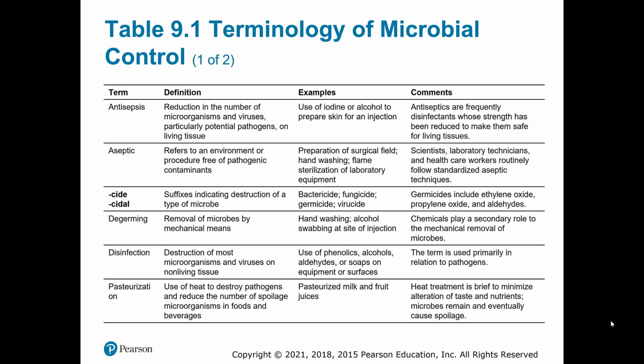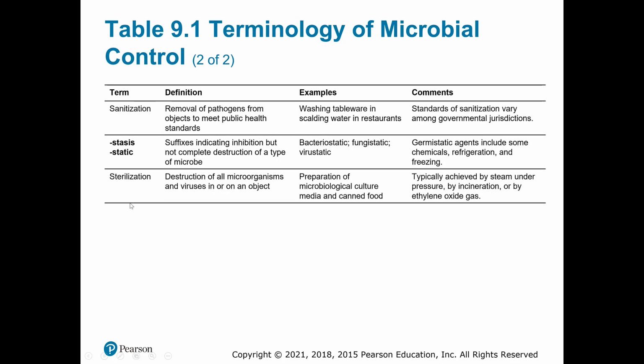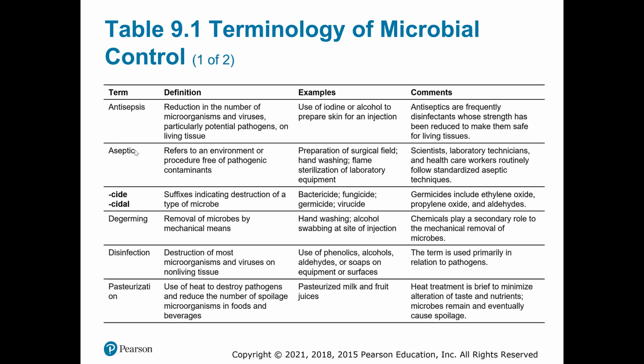All right, so before we get started, we need to discuss a few terms, and these are listed in Table 9.1, and they're important because a lot of times we tend to use some of these terms interchangeably, but technically they mean different things. So first I want to start with a couple of suffixes. So there is this cidal suffix versus static or stasis suffix. So I'm just going to use the general term microbe to talk about these suffixes.